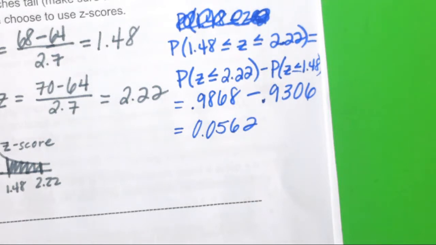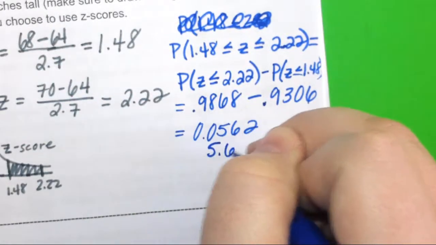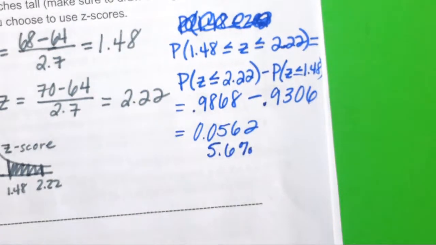Which kind of makes sense. So it's a really small thing. So there's about a 5.6% chance that a woman chosen is between 68 and 70 inches tall. Which makes sense because 68 and 70 are both extremely above that mean of 64.